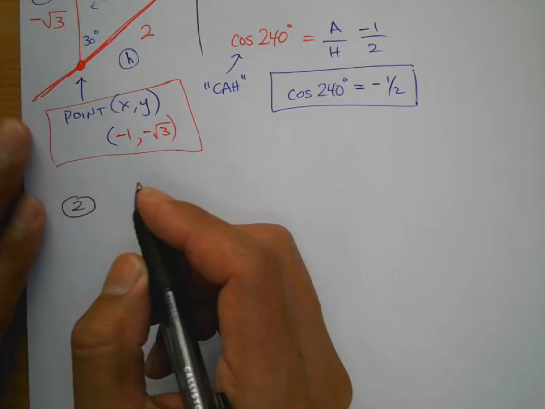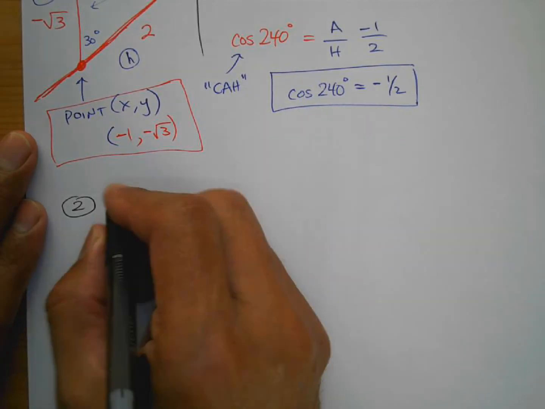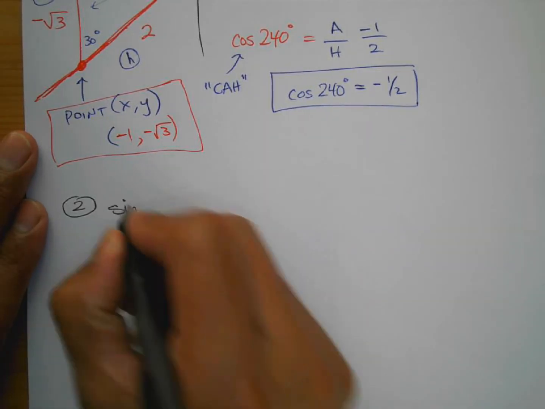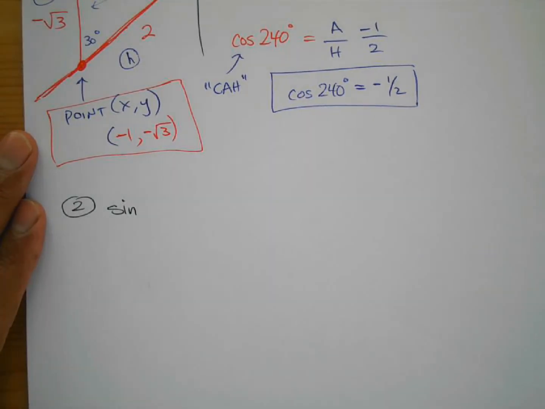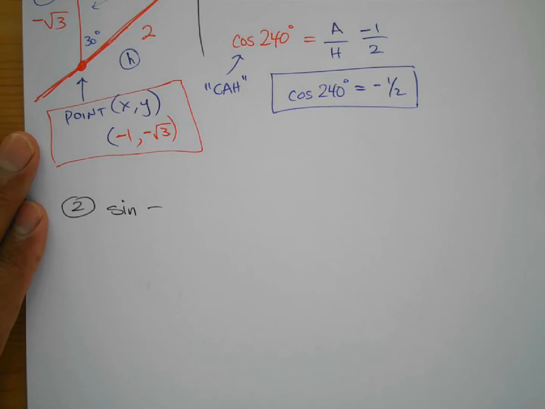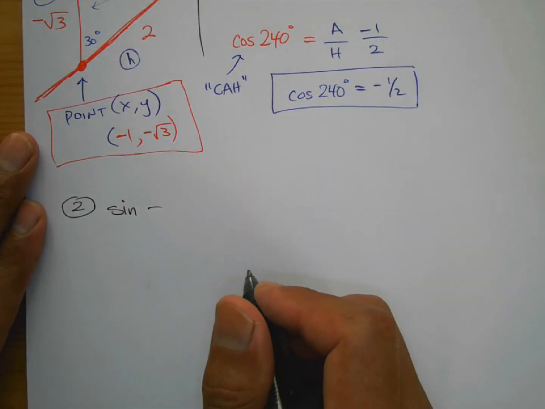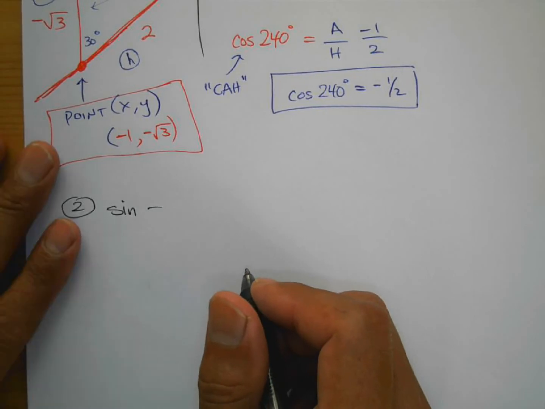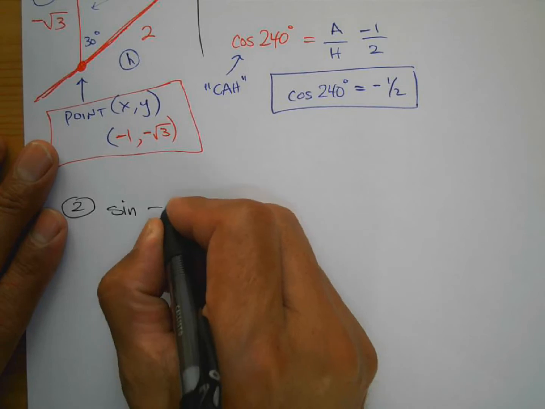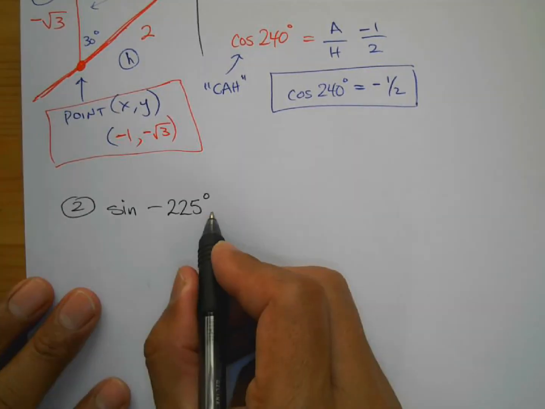Number 2. What if they say find the sine of negative 225? We've got to find the exact value of the sine of negative 225.